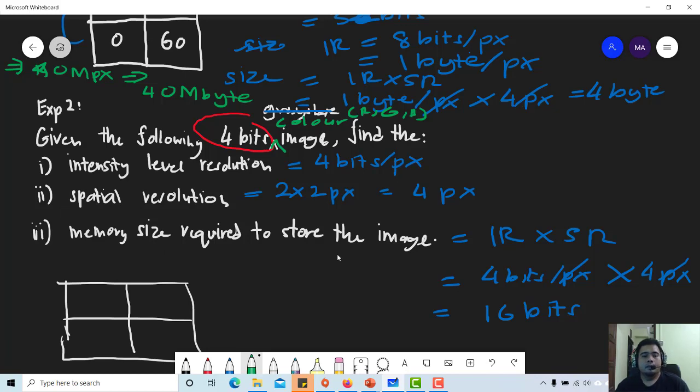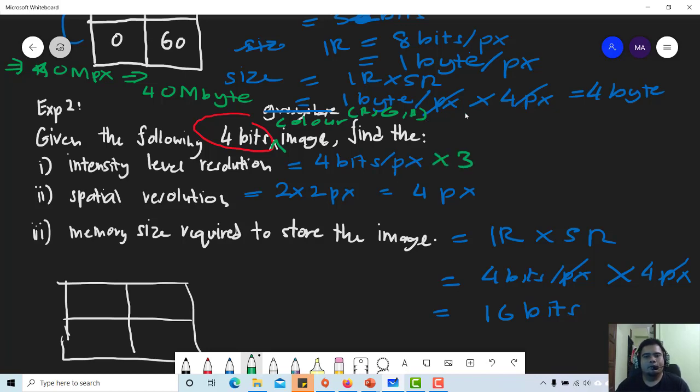Okay, if the question mentions this is a color image and is 4-bit, the intensity level resolution is equal to 4-bit per pixel, because you remember the color RGB image consists of 3 layers, a 3-layer matrix. So if you have a color image here, you must multiply this by 3, representing 3 channels.